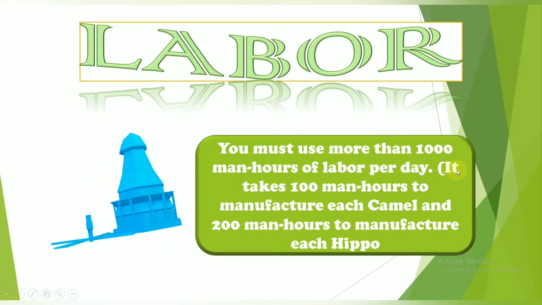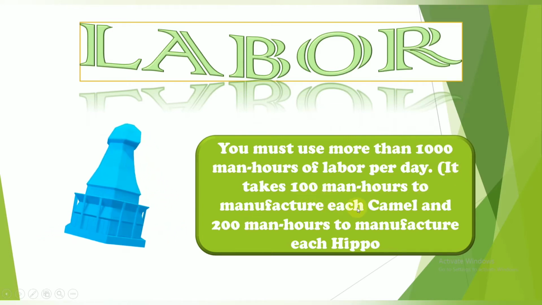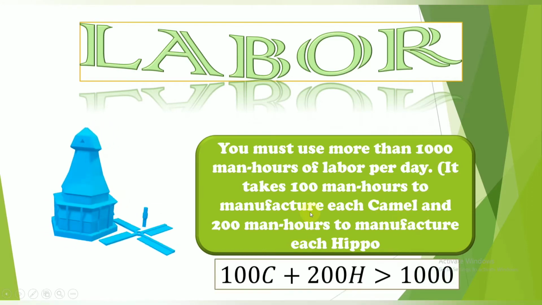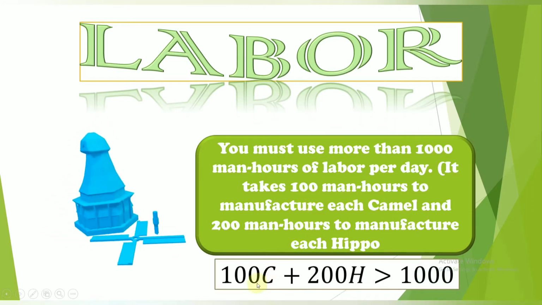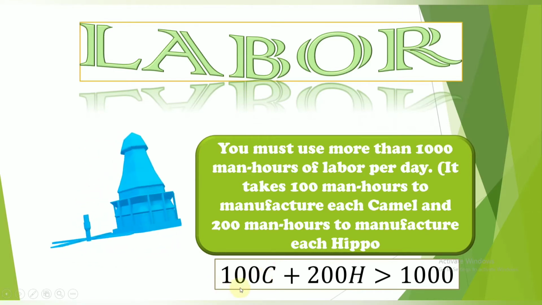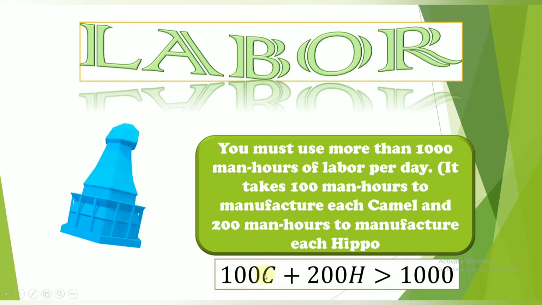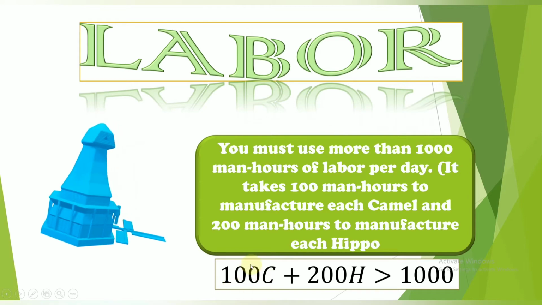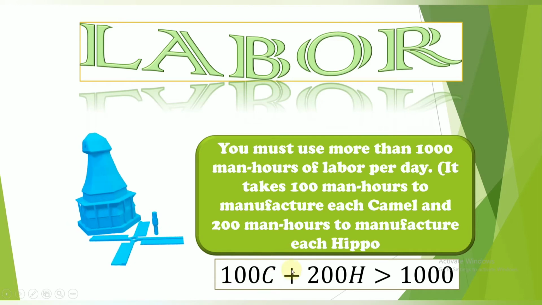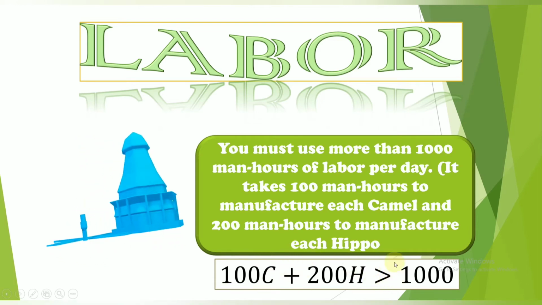But there is another description here: it takes 100 man hours to manufacture each camel and 200 man hours to manufacture each hippo. So the translation becomes this. When I manufacture one camel, I already use 100 man hours. If I manufacture two camels, I will use 200 man hours, 100 times 2. So this is the inequality: 100C plus 200H must be more than 1000.